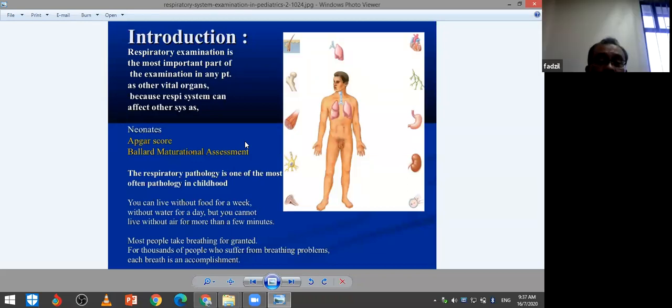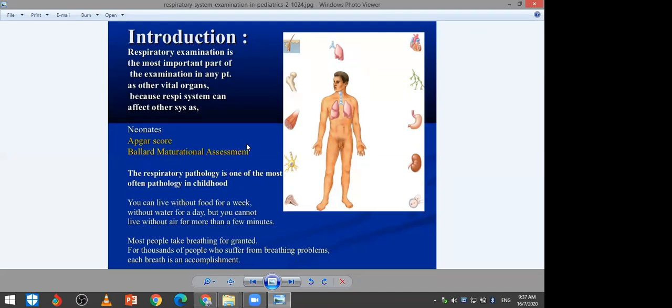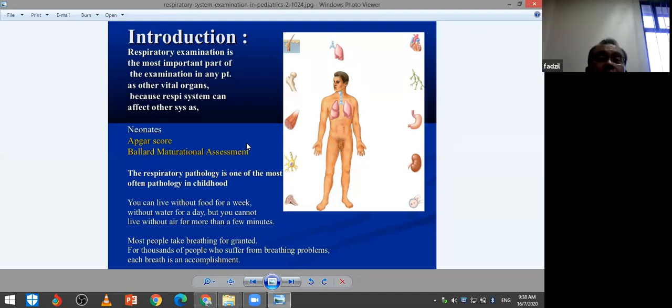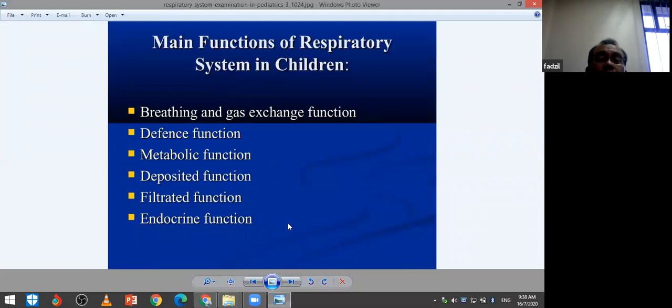So in neonatal units, you start with APGAR score and Ballard maturity assessment to tell you the maturity of the lung. And you cannot last outside without oxygen for more than a few minutes without damaging the heart, the lung, the brain, and also the ability to live. That's why the lung is one of the most important systems you have to know. There are many functions of the respiratory system, like breathing and gas exchange, defense function, metabolic function, deposited function, filtration function, and endocrine. Endocrine function is minor. But the most important are the first three.